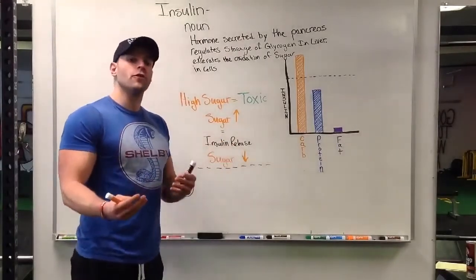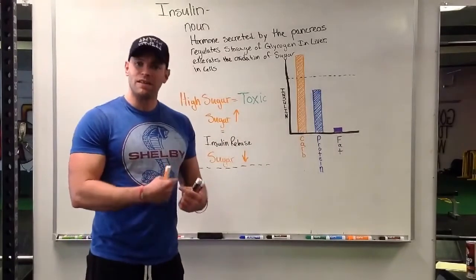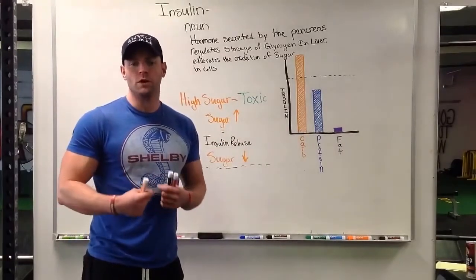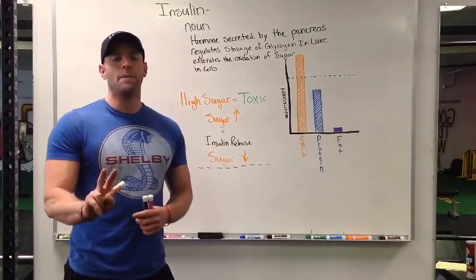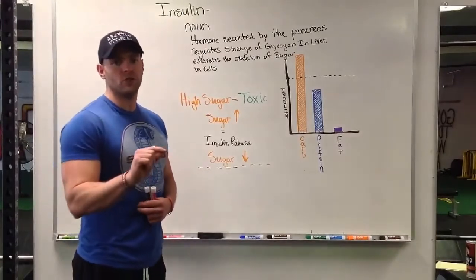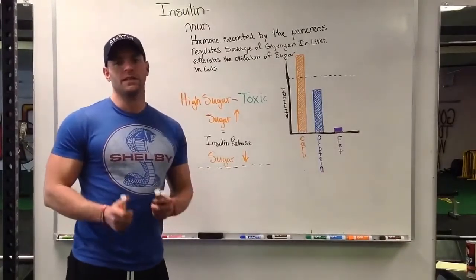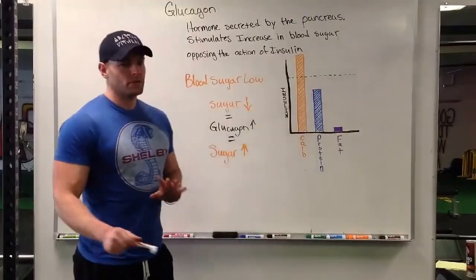So it takes sugar from the blood and either puts it in our muscles or it puts it in our liver to be stored as fuel. Those are the two things that happen once your blood sugar gets too high. So that's what insulin is, and that's what insulin does. So I hope you're following me so far.